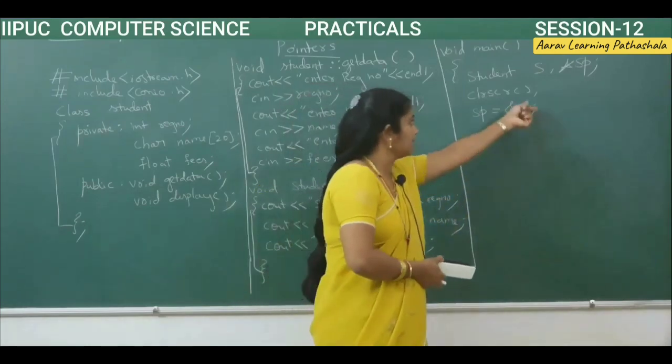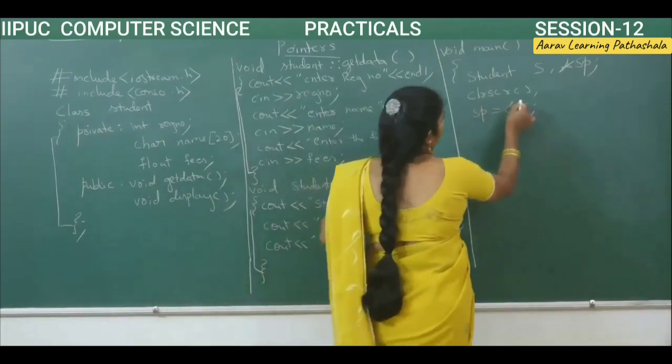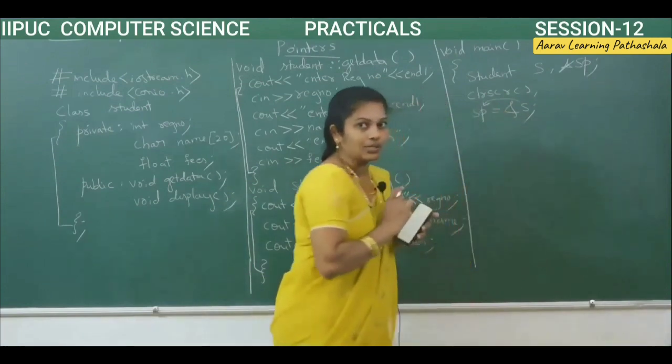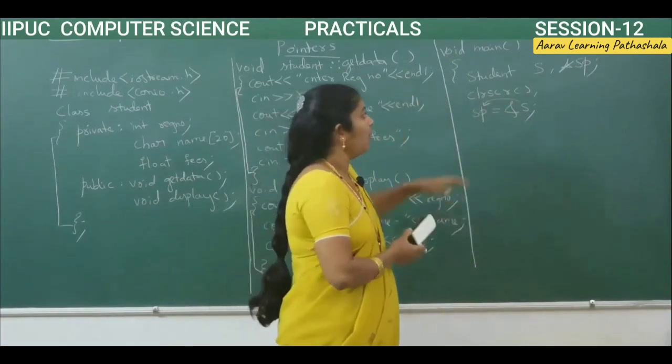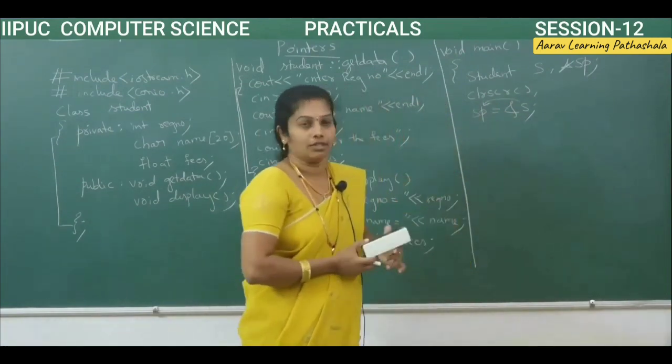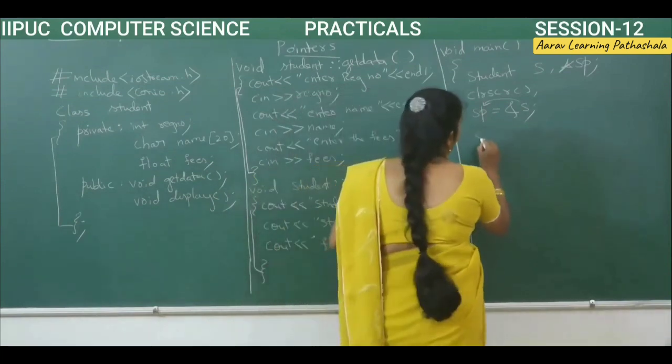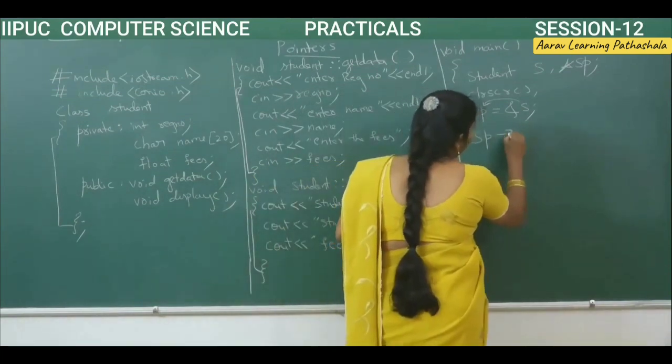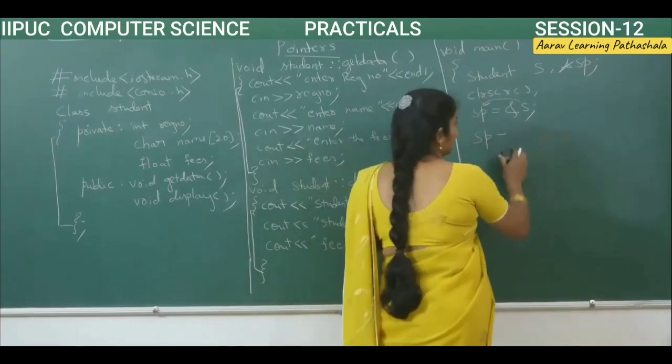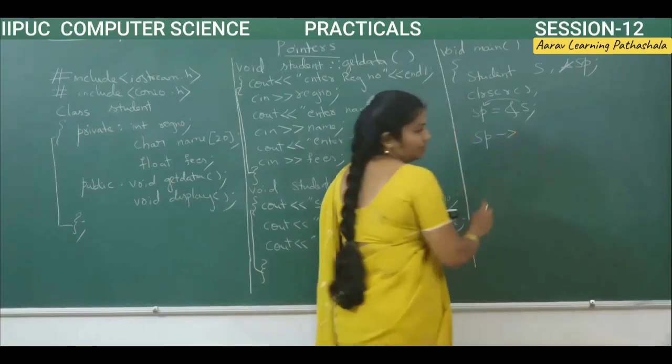The address of s is transferred to the sp pointer object. Now is it clear? Now with the help of the object pointer we can call the function. How to call the function? sp arrow function. Here you compulsorily have to use the arrow symbol.